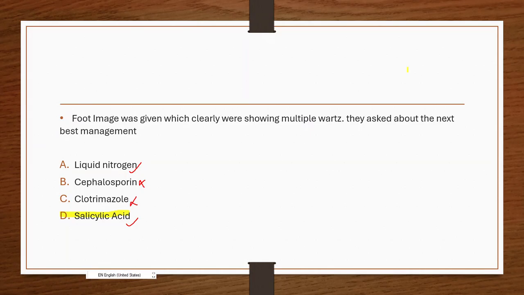Now, there's a question: does liquid nitrogen have a better effect than salicylic acid? No, there is varied research evidence on that. There are a few studies which initially mentioned that liquid nitrogen has a better effect, but there are a few studies which have shown salicylic acid will also give an equal effect. And that is number one.